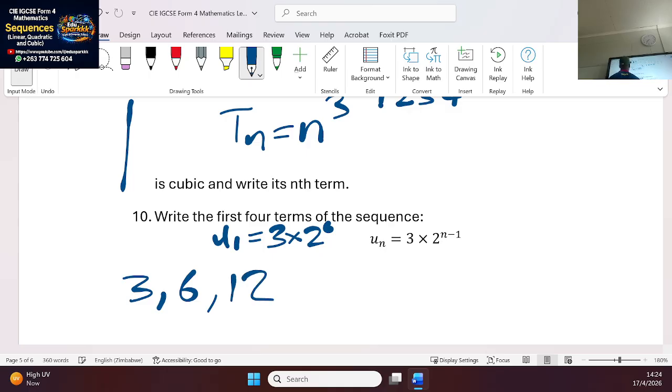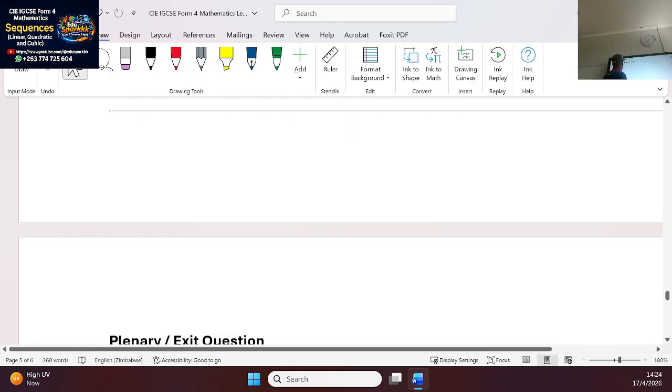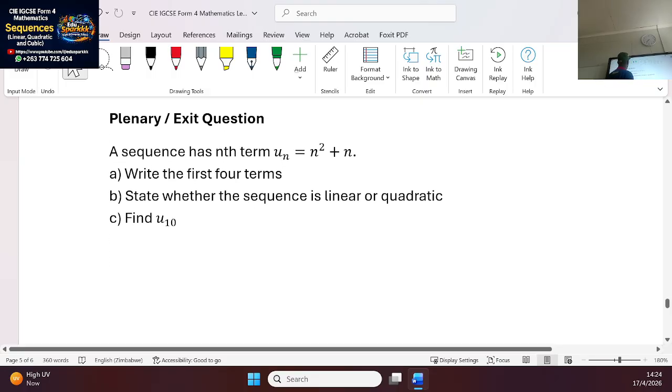So it looks like we are doubling all the time, starting with a 3. Therefore, I'm interested in the next term, 3, 6, 12. It will be 24. The pattern continues like that. I think basically that was it on the first 10 problems. Let's have a look at a bonus question.